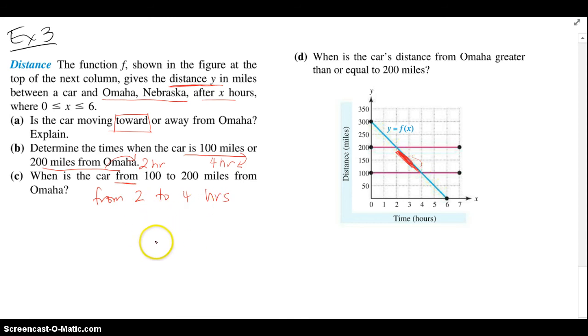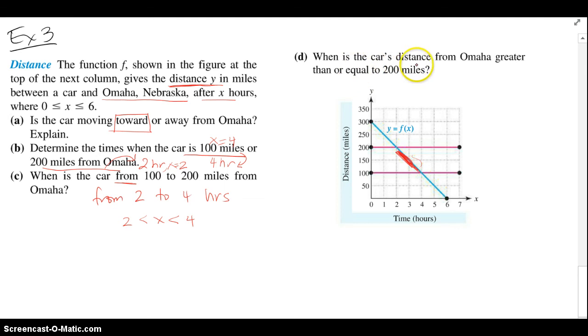So when x is between 2 to 4 hours. Yes, we could say when x is between 2 to 4 hours. And here we would say x is exactly at the fourth hour. And here we would say x is exactly at the 2 hour mark.